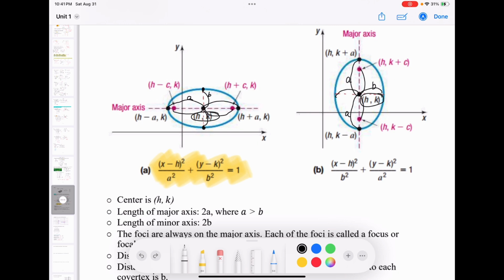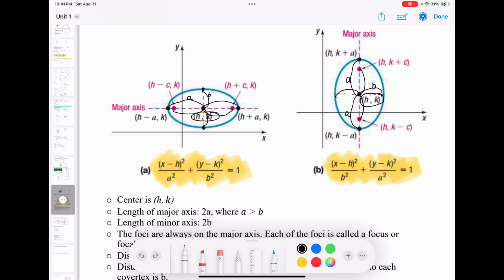Let's see the second. We also need to memorize this formula: (x minus h) squared divided by b squared, plus (y minus k) squared divided by a squared, is equal to 1. In this graph, the major axis is a vertical line, parallel to the y-axis. So the long side, the a, the big number, is under the y. You see it is under the y.